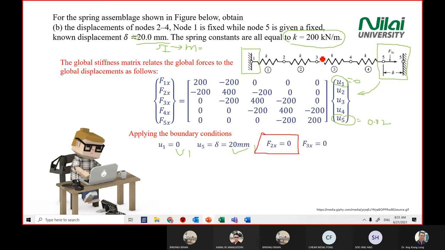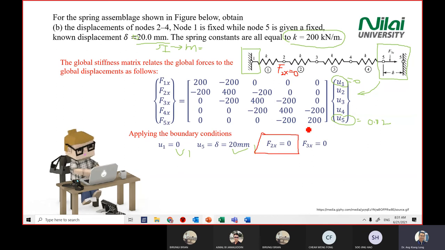Now, what happened to point number four? We can conclude that at point two, the external force F2x is zero because point two is free to move and is connected between spring one and spring two. This point is free to move in the x direction, so there's no reaction force there. All right, and F3x is zero.